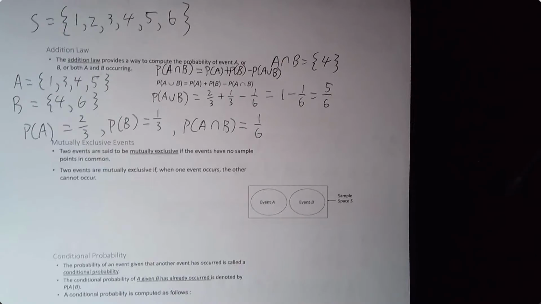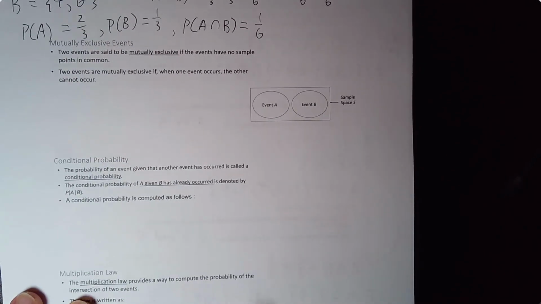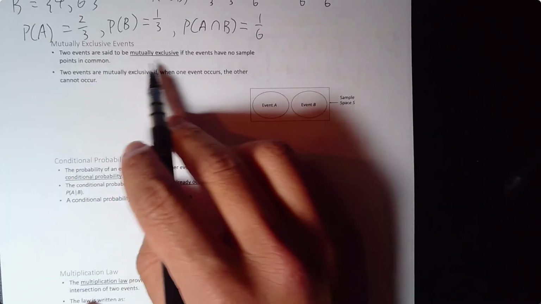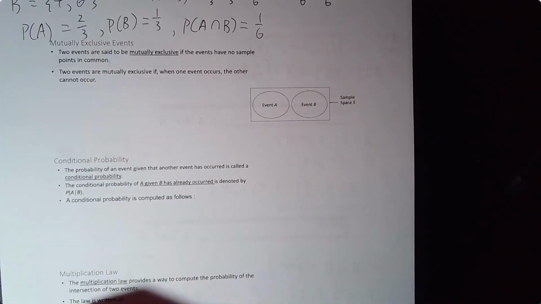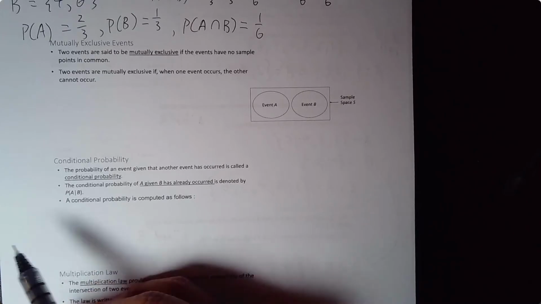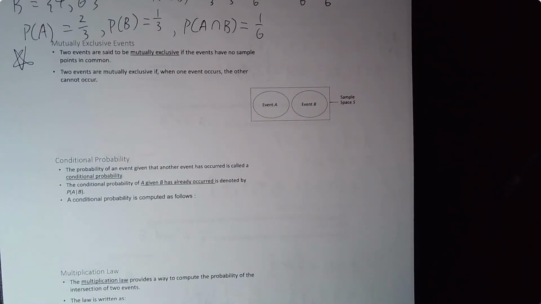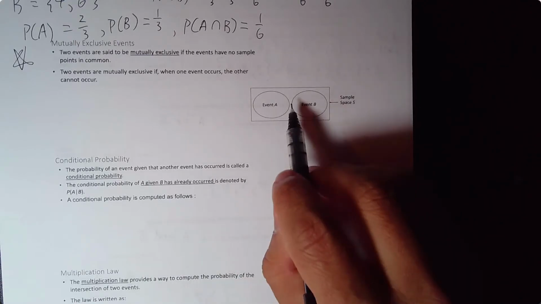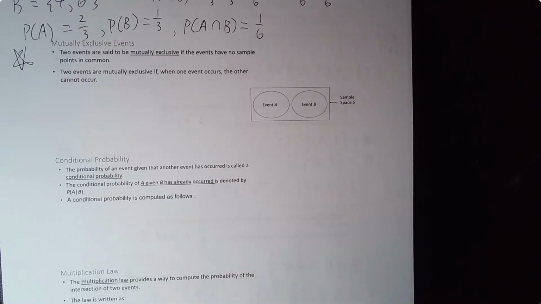Okay. Now, mutually exclusive events. So this is a simple definition. Two events are mutually exclusive if the events have no points in common. Now, this is going to be a slightly more important concept, so I'm going to put a star next to it so we can come back, because we're going to use it later on in the semester. And you can see here, there is no overlap.